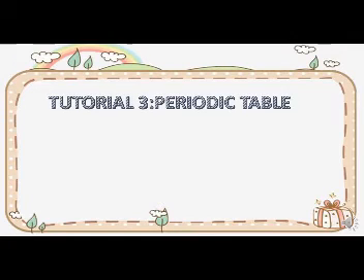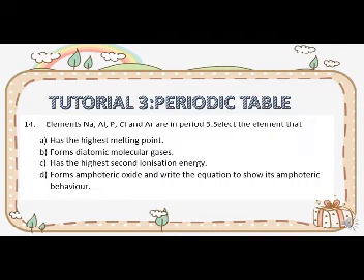I'm going to present tutorial question chapter 3 periodic table, which is question 14. Elements sodium, aluminium, phosphorus, chlorine and argon are in period 3. Select the element that has the highest melting point, forms diatomic molecular gases, has the highest second ionization energy, forms amphoteric oxide, and write the equation to show its amphoteric behavior.